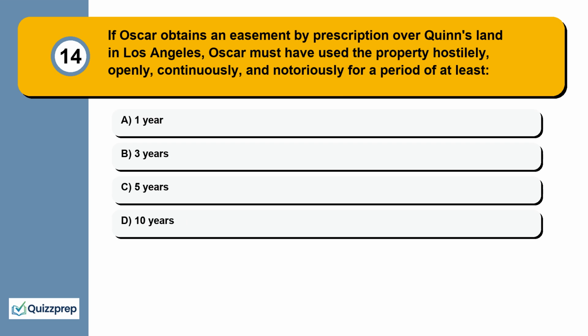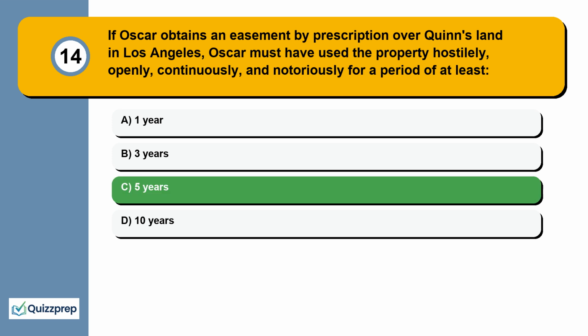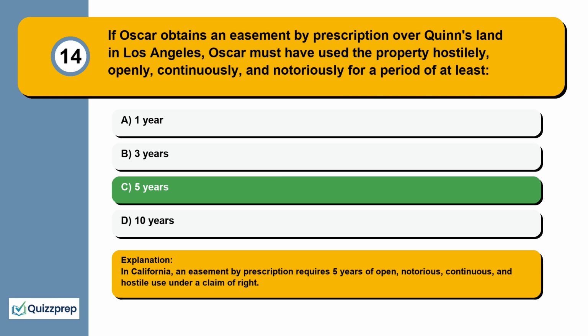Question 14. If Oscar obtains an easement by prescription over Quinn's land in Los Angeles, Oscar must have used the property hostilely, openly, continuously, and notoriously for a period of at least 1 year, 3 years, 5 years, 10 years. In California, an easement by prescription requires 5 years of open, notorious, continuous, and hostile use under a claim of right.